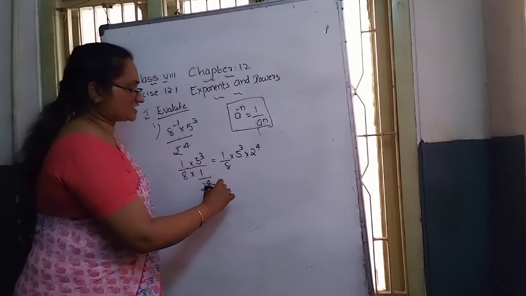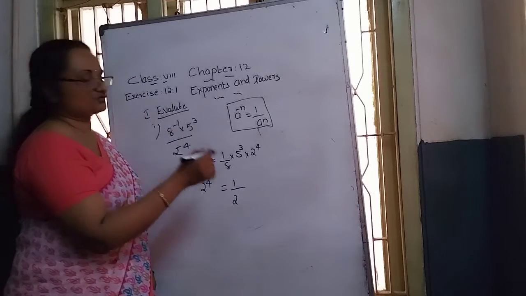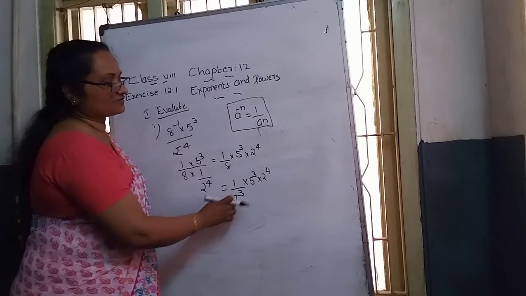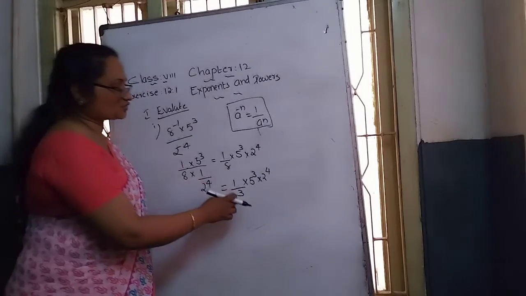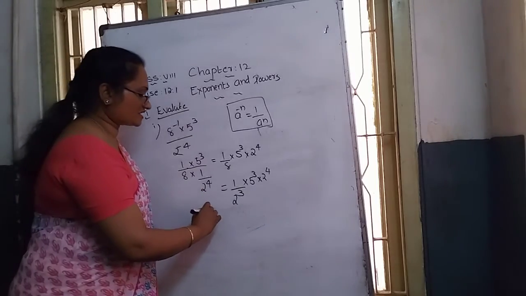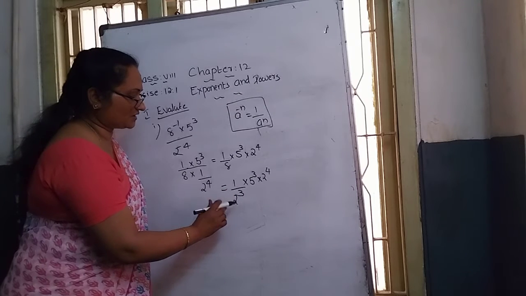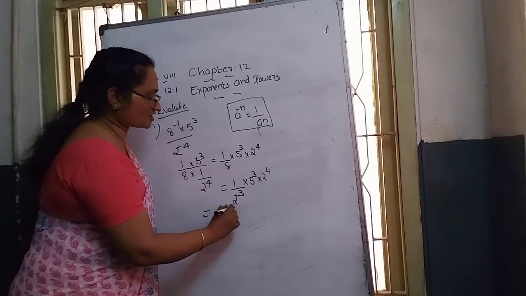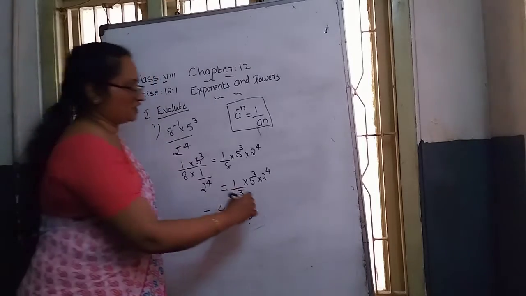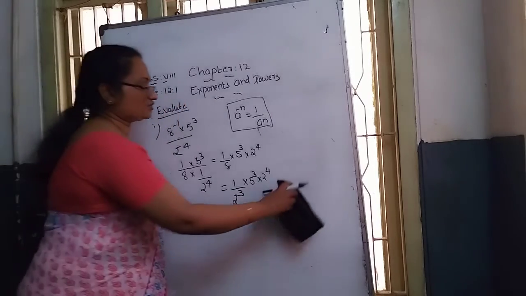But 1 by 8, how can we express it? 1 by 2 raised to 3, since 2 twos are 4, 4 twos are 8, into 5 raised to 3 into 2 raised to 4. See, both are in which form? 2 raised to 4 is in the numerator, 2 raised to 3 in the denominator. They are in division form, the laws of exponents for division. Same base means keep the base, here the base is 2, and the powers are subtracted. The numerator power is 4, the denominator power is 3, so subtract. Then 2 raised to 4 minus 3, which is 1, so 2 raised to 1, which means 2, into 5 raised to 3.